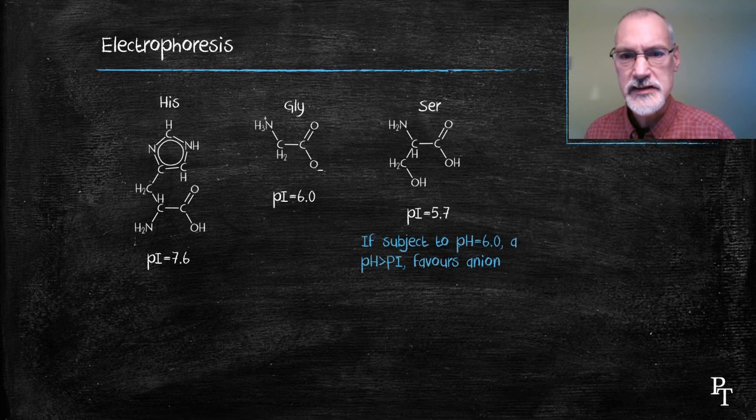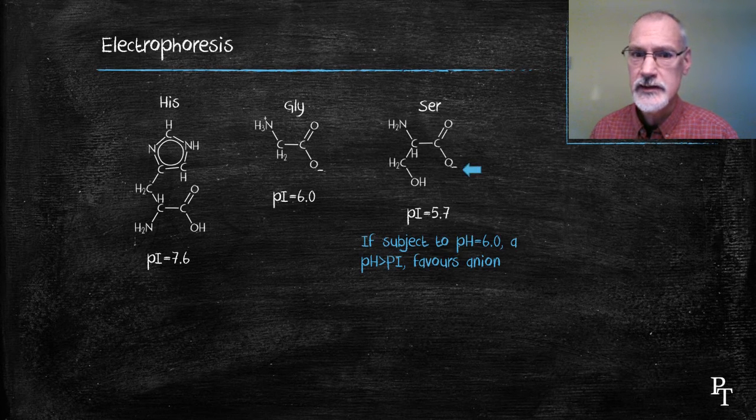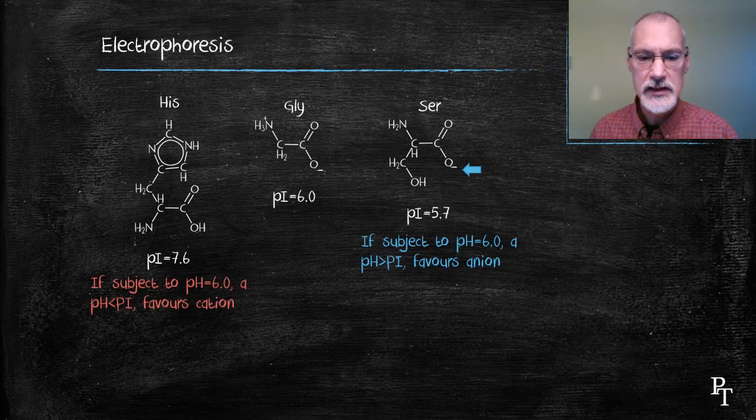Serine, however, if placed in a pH of 6, that pH of 6 is slightly higher than its normal 5.7. That would induce it to form a negatively charged ion. This is why you need to have seen the previous program. Similarly, if I go to histidine, which has a pH of 6, that's much lower than its normal pH of 7.6. That will induce it to form a positively charged ion.